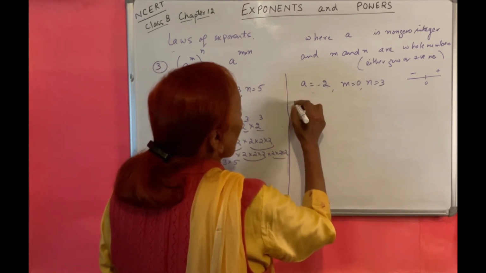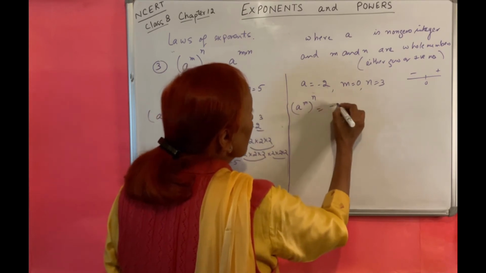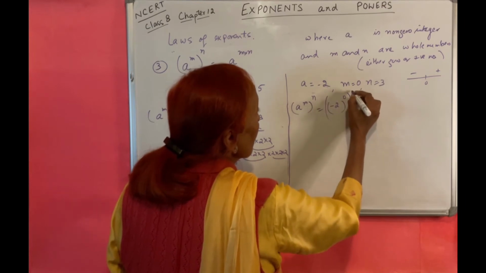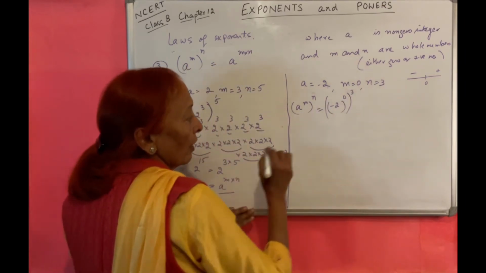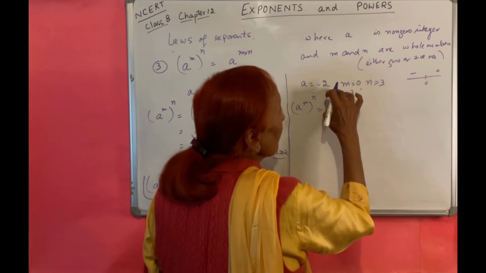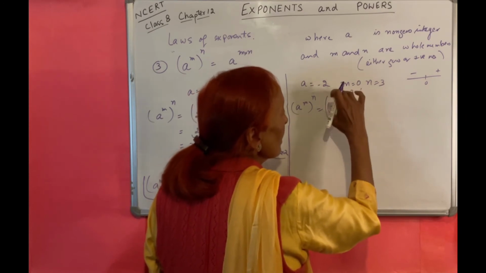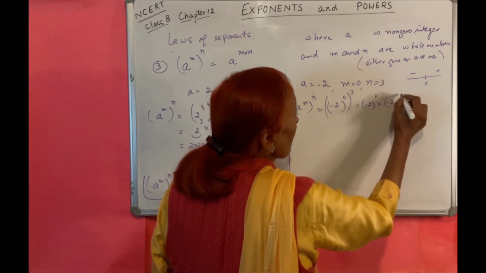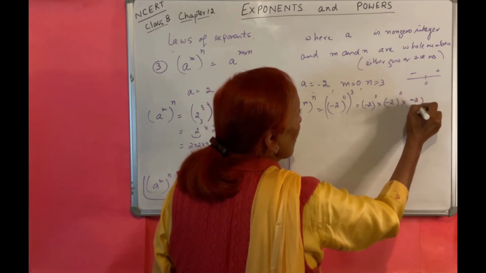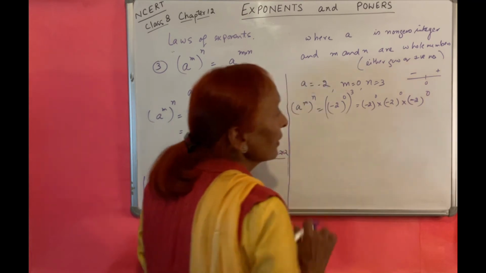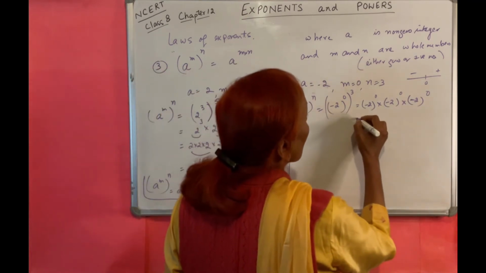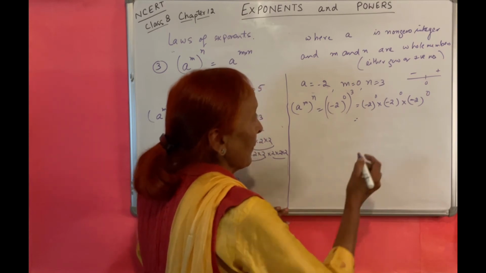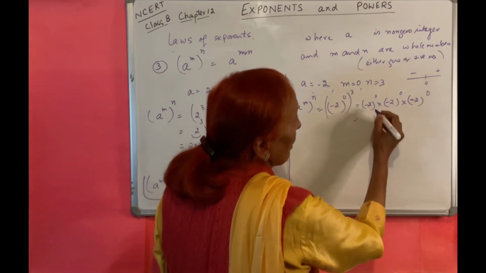A raised to power m raised to power n. A here is minus 2, raised to power m is 0, raised to power n is 3. So this is this number multiplied by itself 3 times: minus 2 raised to power 0, three times. Any number raised to power 0 is what? 1.